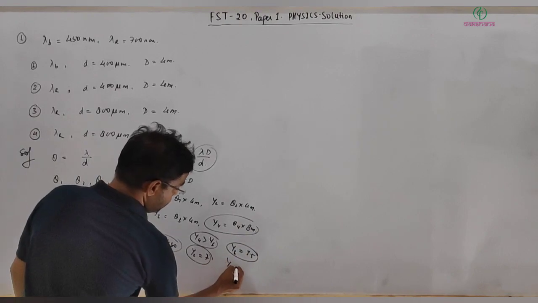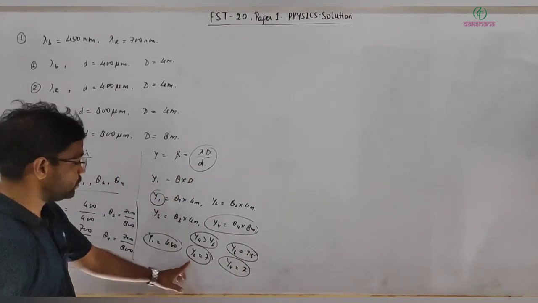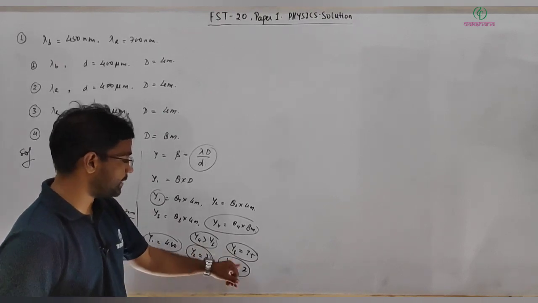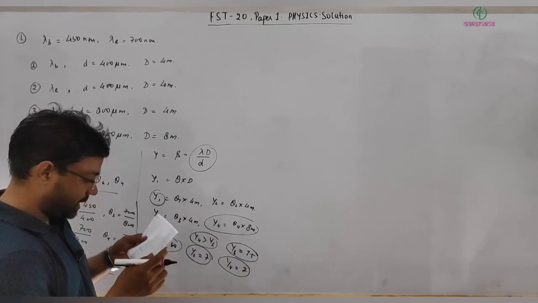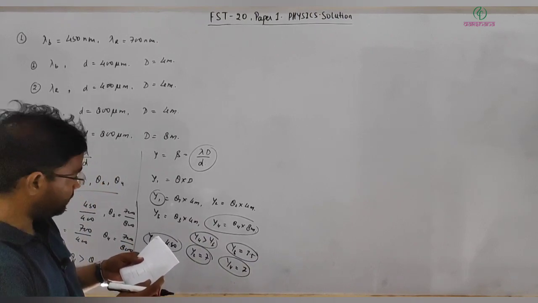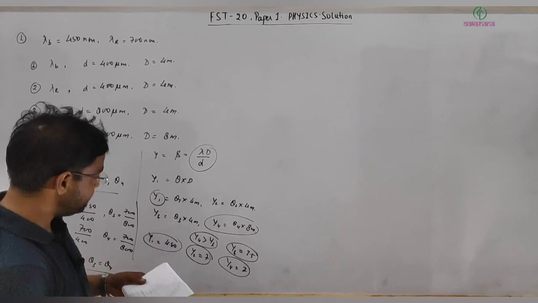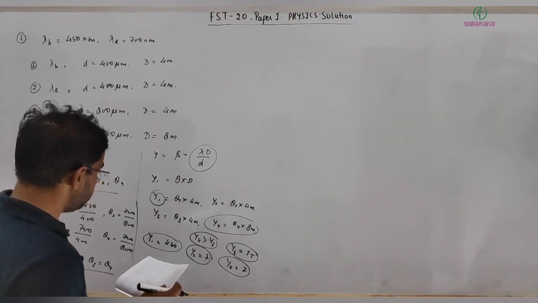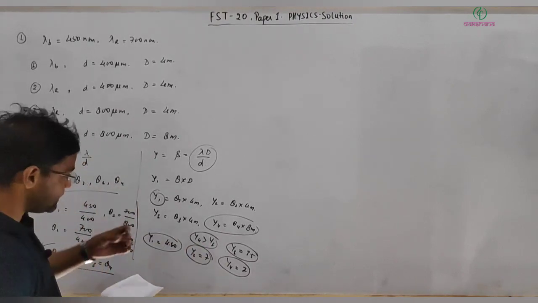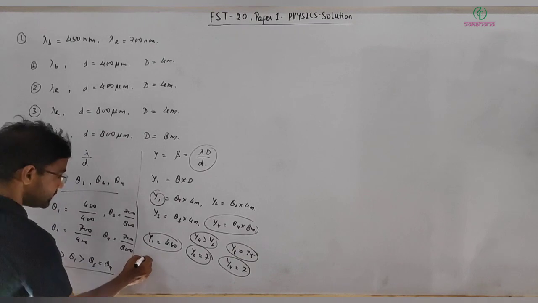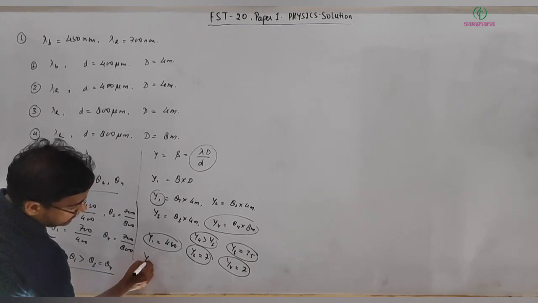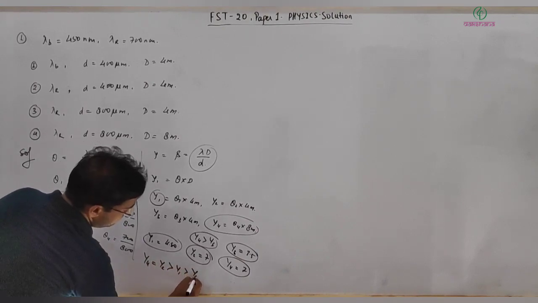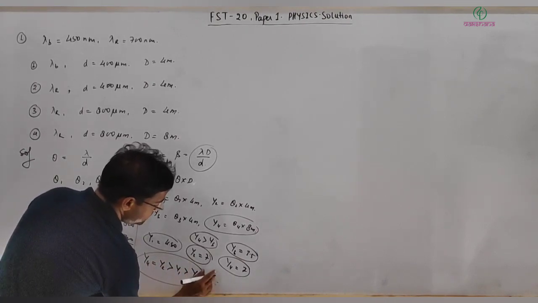And y4 is multiplied by 8, so y4 is actually 7. So y2 equal to y4 greater than y1 greater than y3. This matches your option D.